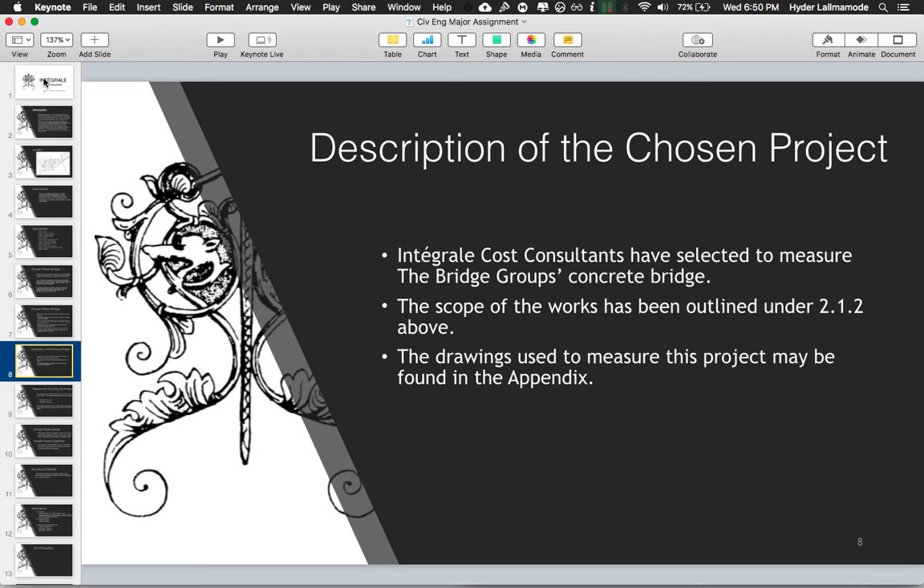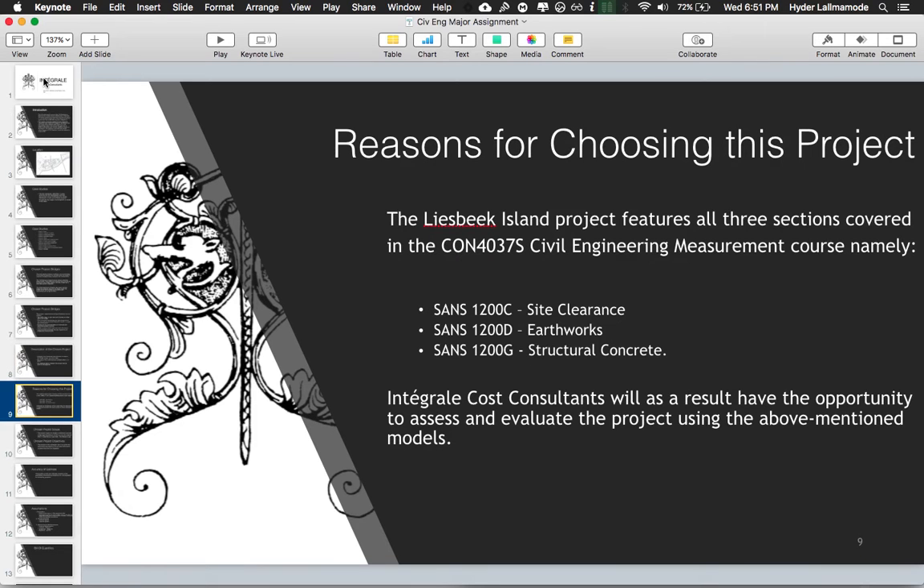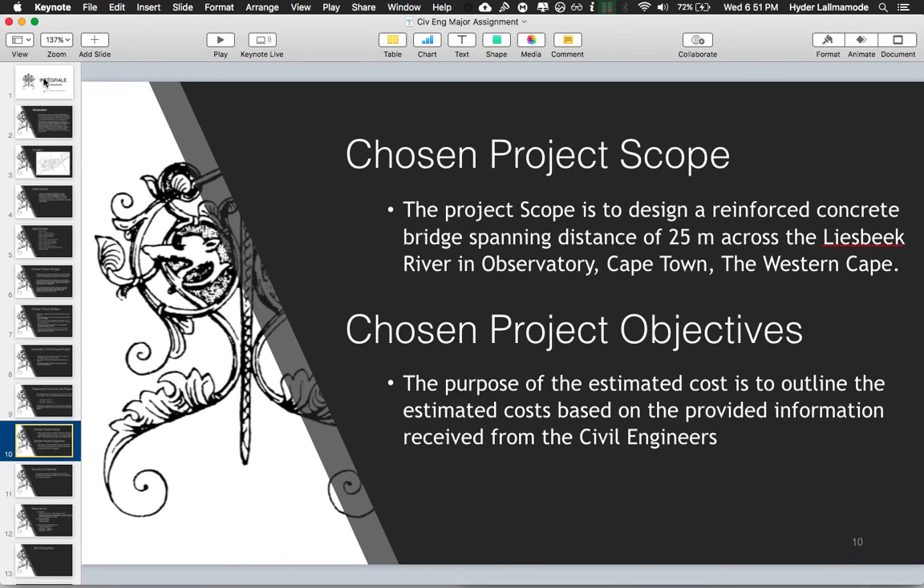The description of the chosen project: Integral Cost Consultants have selected to measure the bridge group's concrete bridge. The scope of the works has been outlined under 2.1.2 above. The drawings used to measure this project may be found in the appendix. The Liesbeek Island project features all 3 sections covered in the civil engineering measurement course, namely site clearance, earthworks, and structural concrete. Integral Cost Consultants, as a result, will have the opportunity to assess and evaluate the project using the above-mentioned models.